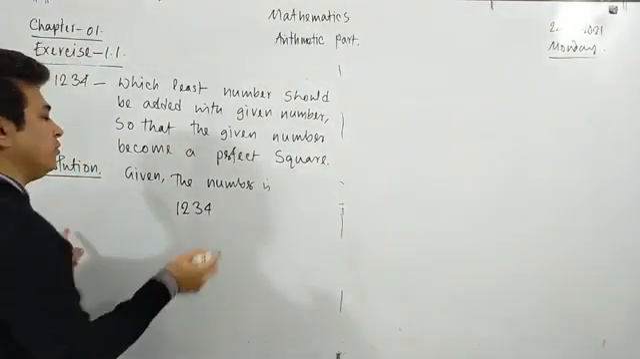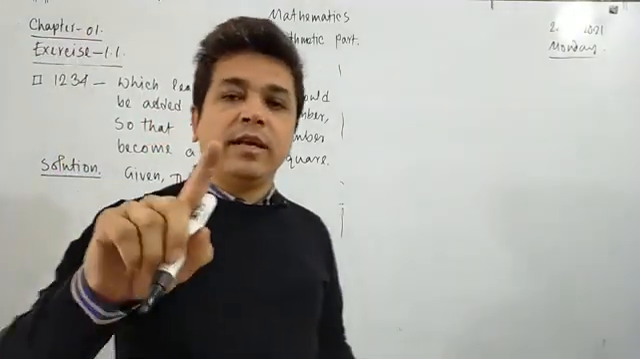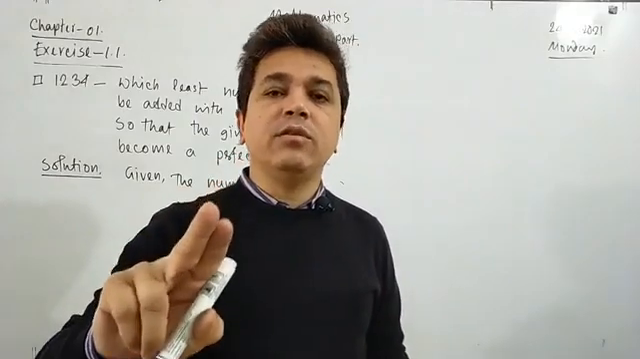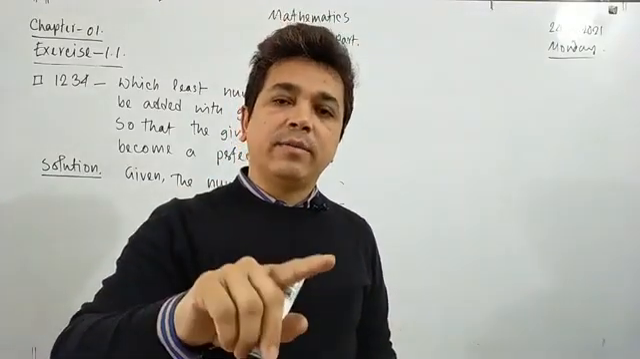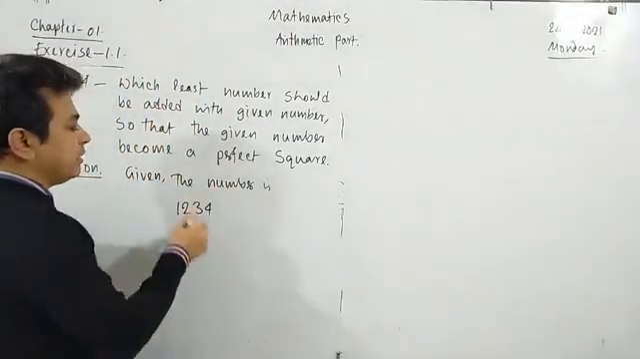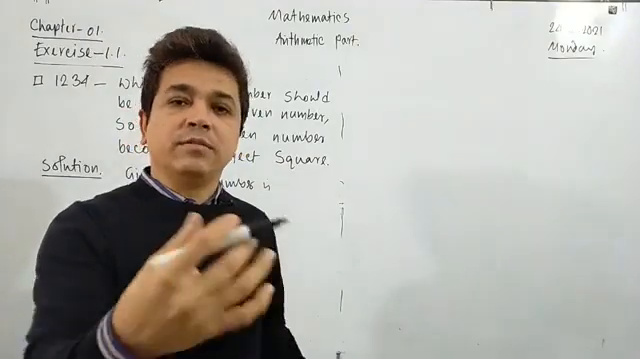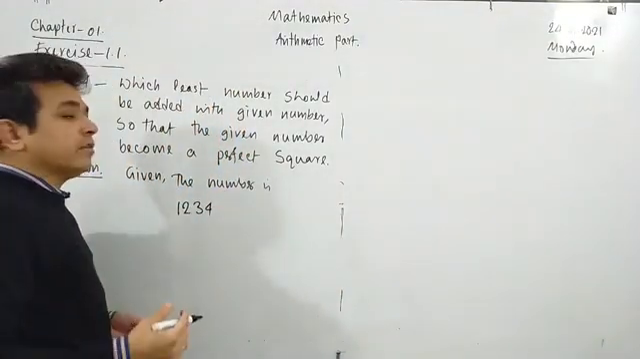First, what we have to do? We are using the division method. Already I told you, for addition and subtraction, we have to use the division method, and for multiplication and division, we have to use the prime factorization method. For the division method, students who don't understand so far, you can just follow it.